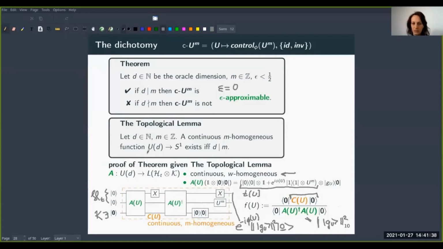So it's a function from the unitaries to the circle. And it is composed of continuous functions, so it's also continuous. And C was M homogeneous. The denominator is 0 homogeneous, so F is M homogeneous. Then from the lemma, we get that D divides M. So we only assumed that there exists an algorithm for CU^M, and we got out that D must divide M, which proves the impossibility.